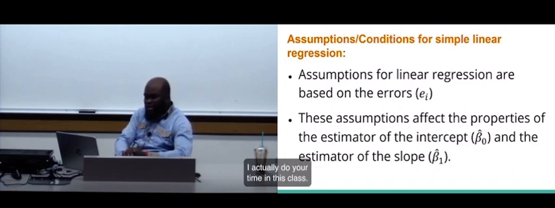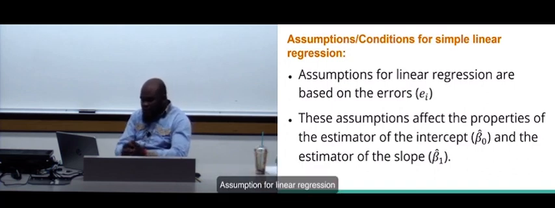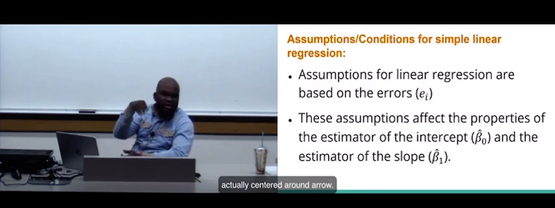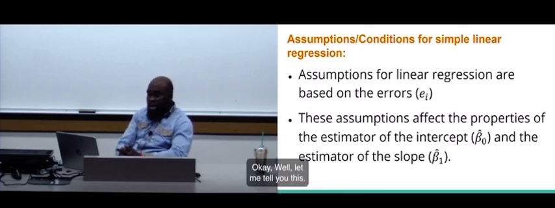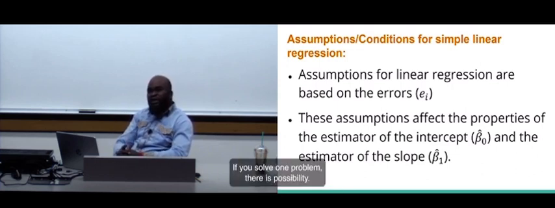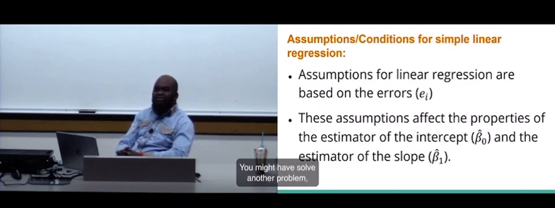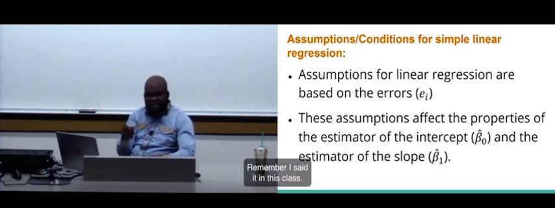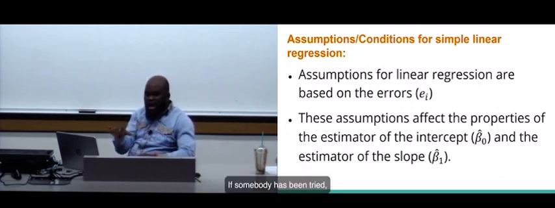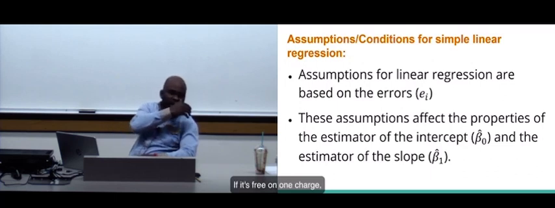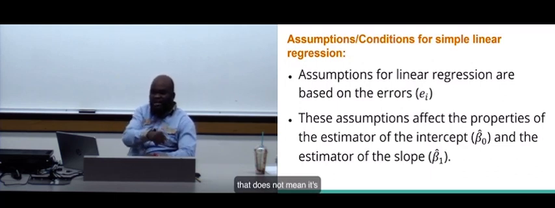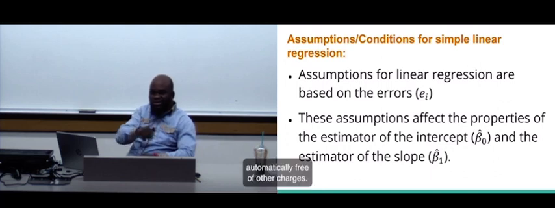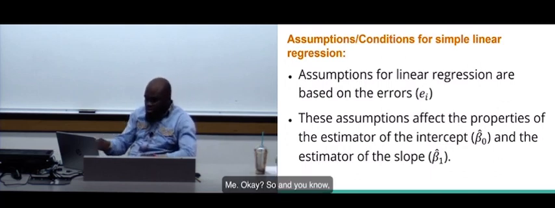I told you the other time in this class, assumptions for linear regression actually center around error. Let me tell you this: if you solve one problem, there is a possibility you might have solved another problem, but that is not a guarantee. I remember I said it in this class. If somebody is being tried on a five-count charge, if they're free on one charge, that does not mean they're automatically free of the other charges. You get what I mean?